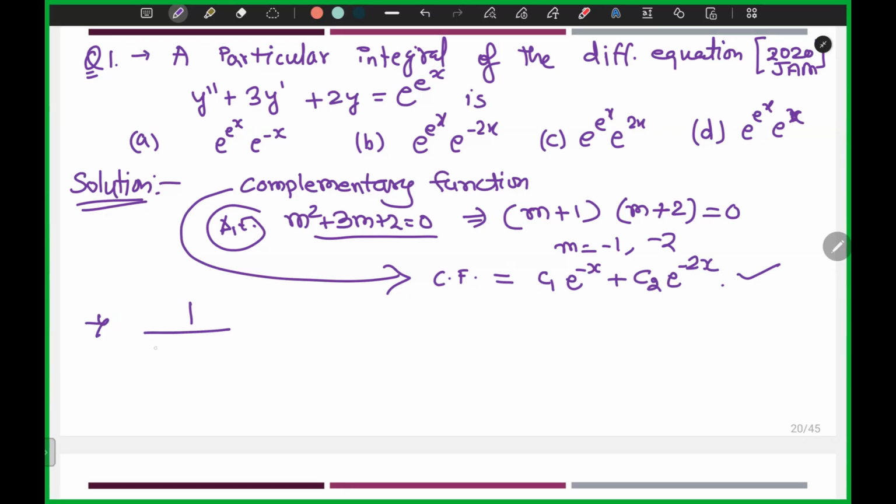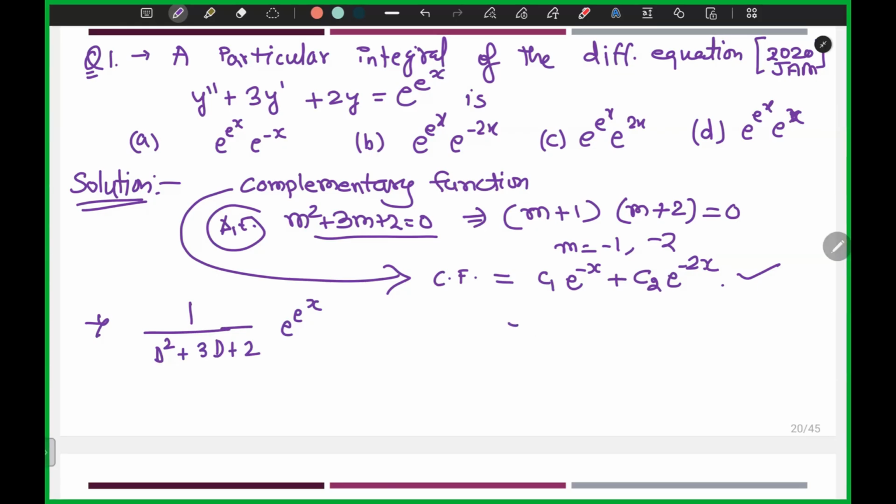Anybody? So what is the operator here? It is D squared plus 3D plus 2, and e to the power x, right? Yes, sir. So can you proceed further from this? Anybody?